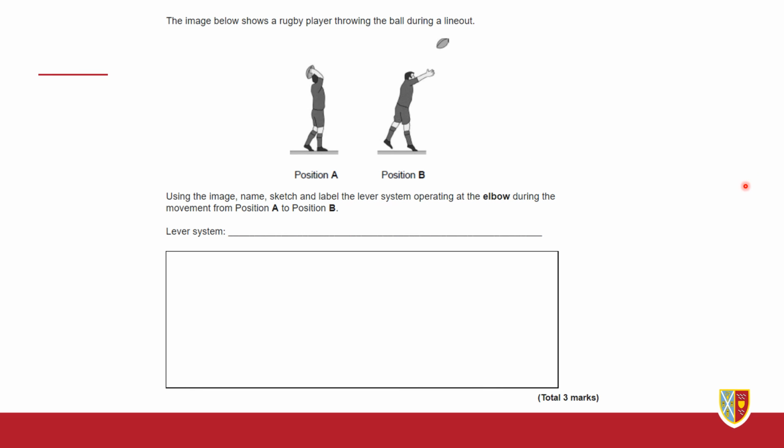Okay, so a little exam question for you. If you pause this, spend 3 minutes to do it because it's a 3-mark question. The image shows a rugby player, so you need to name what lever system it is and draw that one out. Now, it's an example we've looked at in the video, so we should be well rehearsed. Pause it there.